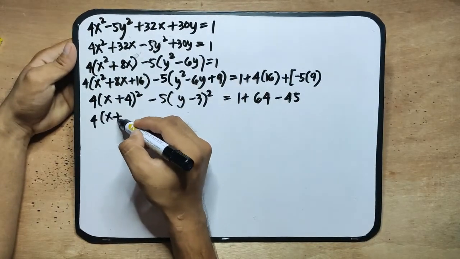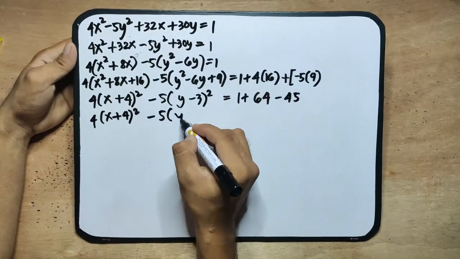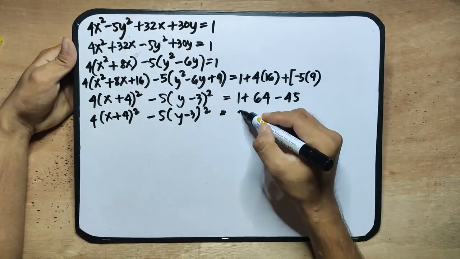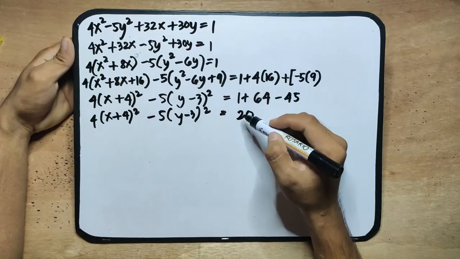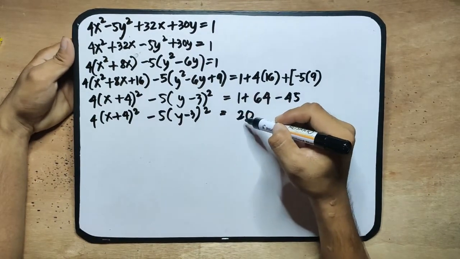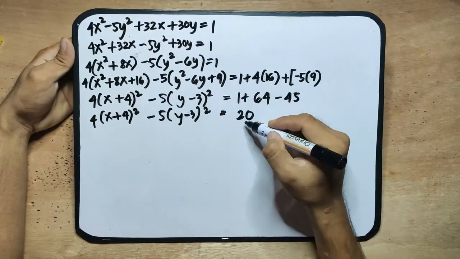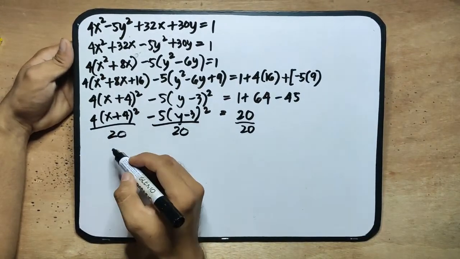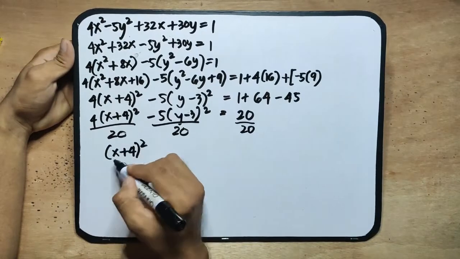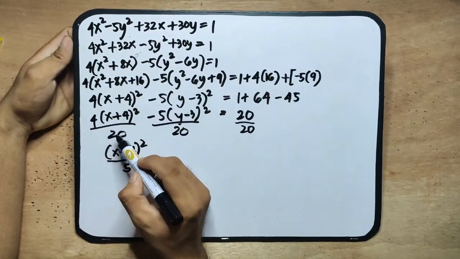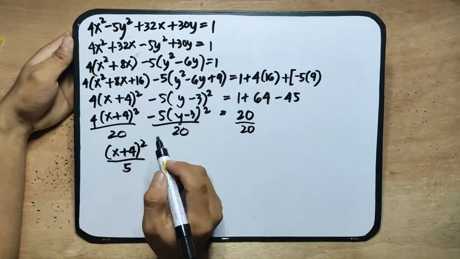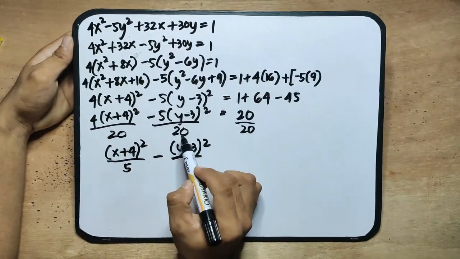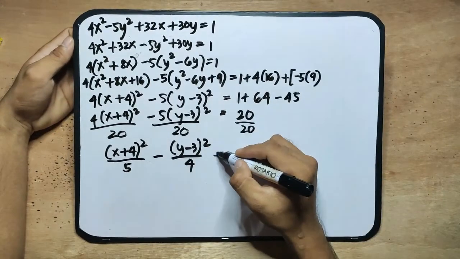So we bring down this one. We just bring down this. And we simplify the constant term. So 64 plus 1 is 65 minus 45 is 20. The last step here, we divide both sides. We divide everything by 20. Kasi 20 yung nasa number sa right side ng equal symbol, divided by 20. Divided by 20 and divided by 20. So our standard equation is x plus 4 squared all over 5. Bakit siya 5? 4 all over 20 can be reduced to 1 all over 5. Then minus y minus 3 squared all over 4. Bakit siya 4? 5 all over 20 can be reduced to 1 all over 4 is equal to 1.